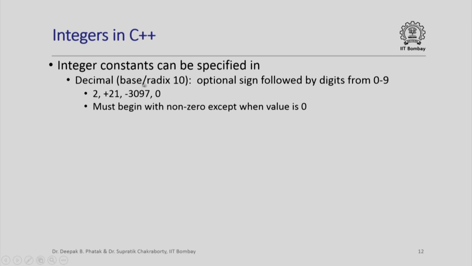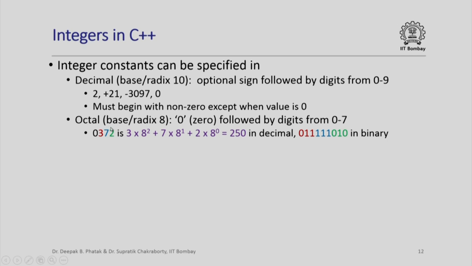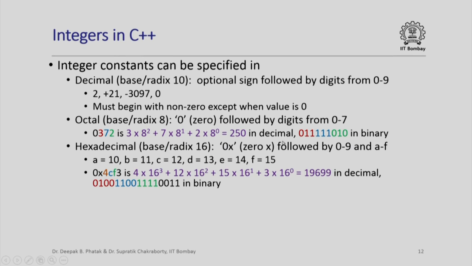They could be represented in the decimal notation, which is the usual notation that we always use, a sign followed by digits from 0 to 9. The only thing you have to note is that you cannot start it with a 0 unless you are representing the value 0, because if you do start with a 0, it represents a constant in the octal notation, which is basically base 8 notation. So if I say 0372, it is not the decimal number 372, but it is the octal number 372, and you can work it out yourself what it represents in decimal and in binary.